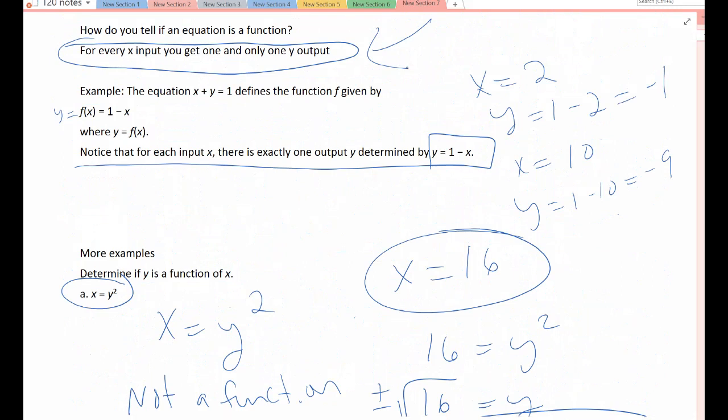Alright, and that finishes up 1.3. On to 1.4 after this.